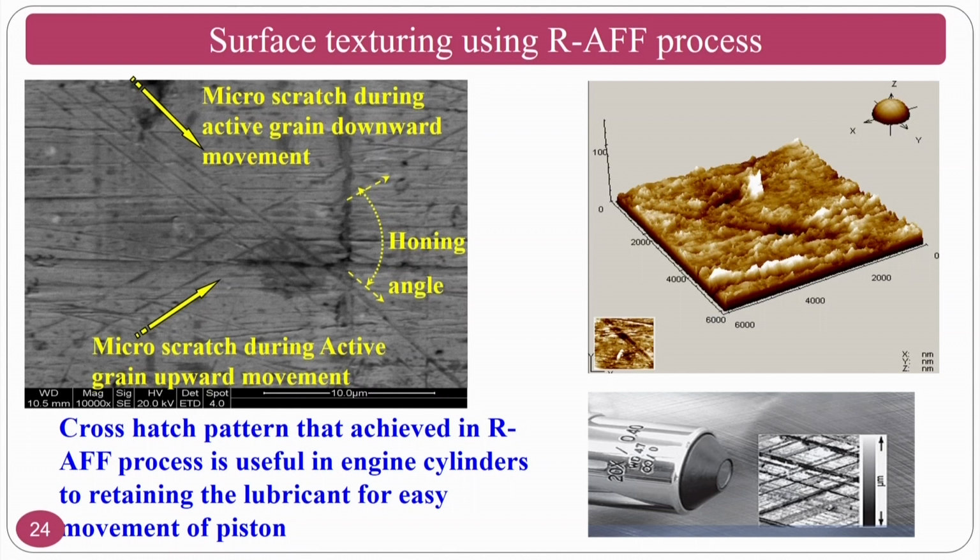But in a rotational abrasive flow finishing process, you can see the micro scratch direction during the active abrasive particle movement. So, this is while the abrasive particle is moving, that means that your motion of abrasive medium is upwards. Okay. So, the downward motion, whenever you are pushing the medium down. So, because of this, you will get cross hatch patterns, that is a honing type of surface you can achieve. Similar surface that you can also see using atomic force microscopy.